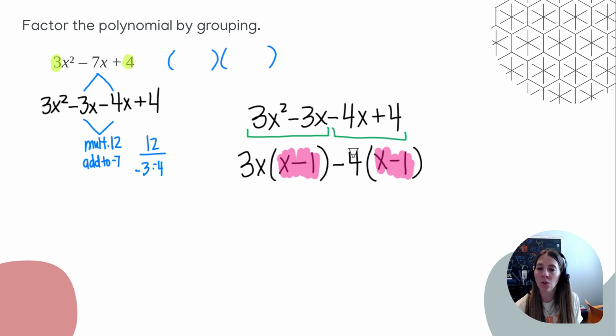And so that means my two factors that I'm going to write are this 3x minus 4 and this x minus 1. Okay, so we have factored this polynomial by grouping.